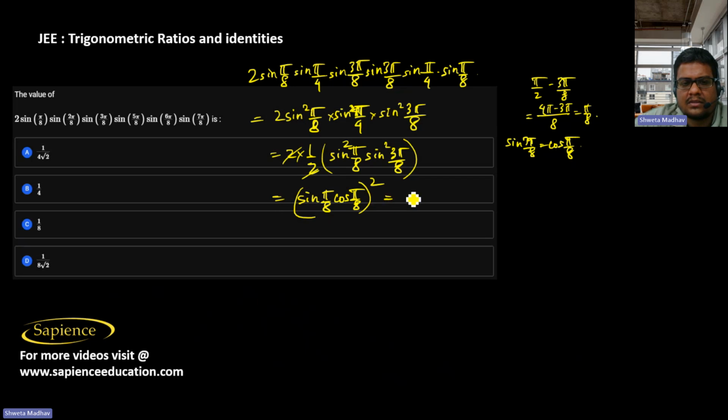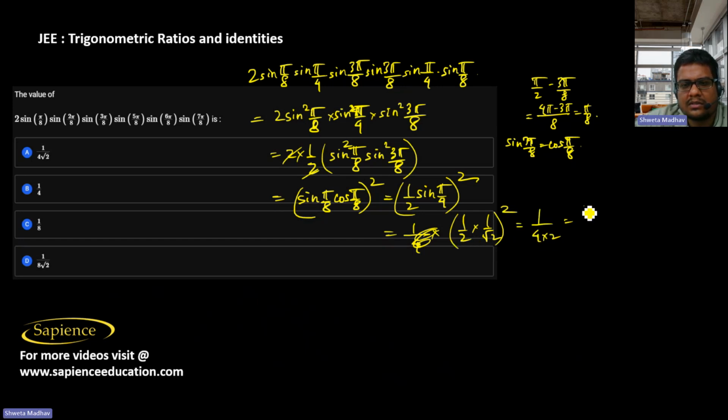So this we can write as 1 by 2 into sine 2 theta. Sine theta cos theta is 1 by 2 sine 2 theta, that is sine pi by 4 its whole square. So it is 1 by 4 into, it is 1 by 2 into 1 by root 2, therefore it is 1 by root 2 whole square. So it is 1 by 4 into 2, that is 1 by 8. So 1 by 8 is the answer. Option C is the correct answer.